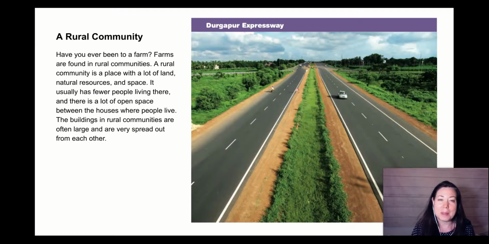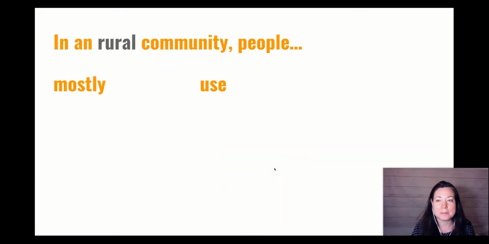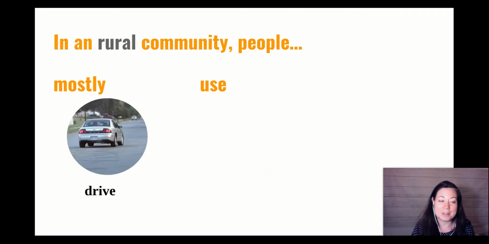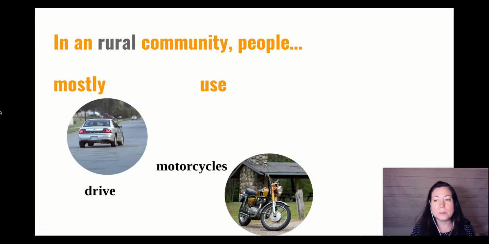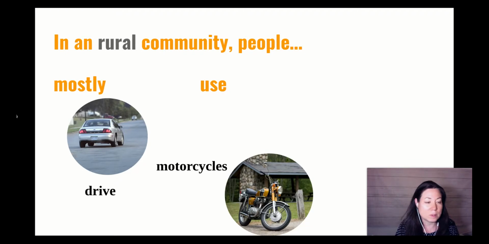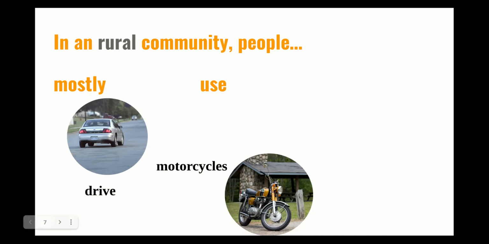So let's think about, how do people get around in rural communities? In a rural community, people mostly drive. That's kind of similar to a suburban community. So there's lots and lots of space in a rural community. They also use motorcycles to get around. A lot of people like to drive their motorcycles around in the mountains or other rural areas.